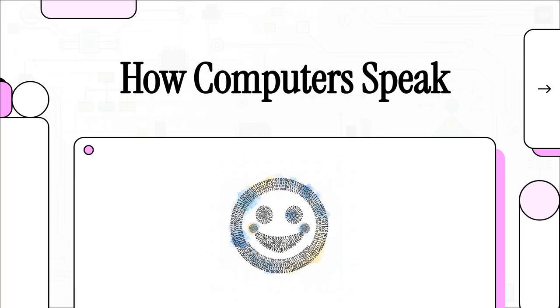Have you ever really stopped to think about how your computer understands everything? From a simple text message to a super complex video game? Well, it turns out it all comes down to this kind of secret language. And today we're going to decode it together. All right, let's jump right in.